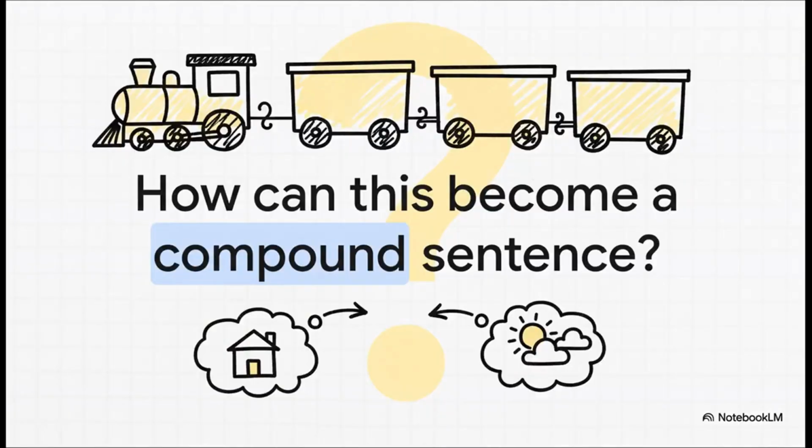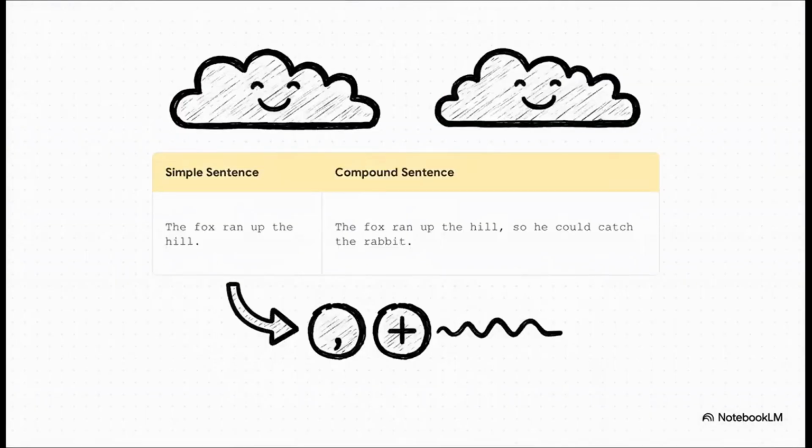But wait, we're not stopping there. Oh no. Once they have a solid, simple sentence, you challenge them, you level them up. You ask, okay, that's a great sentence, but how could we turn this into a compound sentence? How can we add another idea to this one? And now you're on to the next step. You guide them to connect two related ideas. And you make sure they're using the right tools for the job. You know, a comma and a joining word like so.